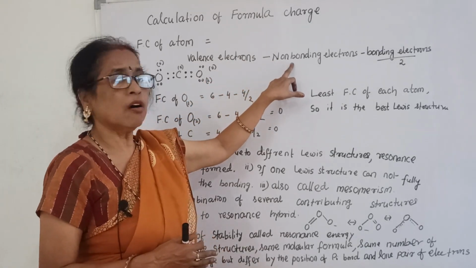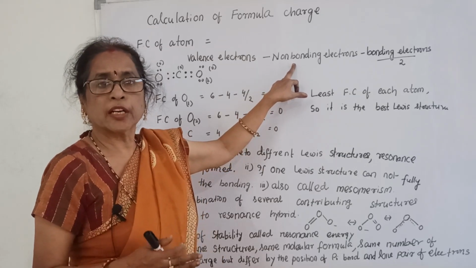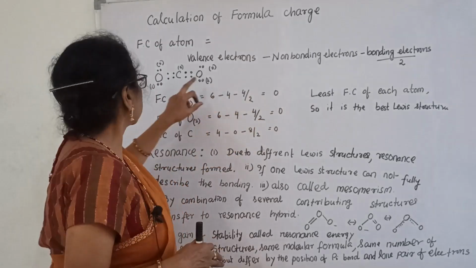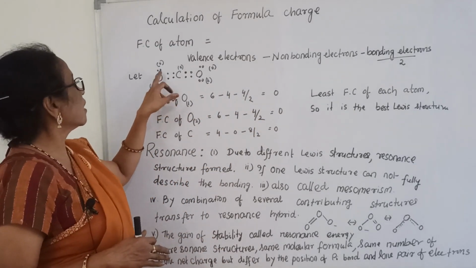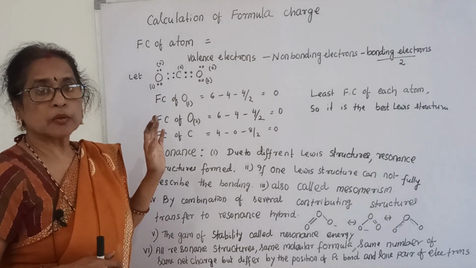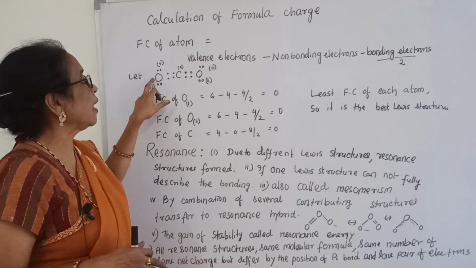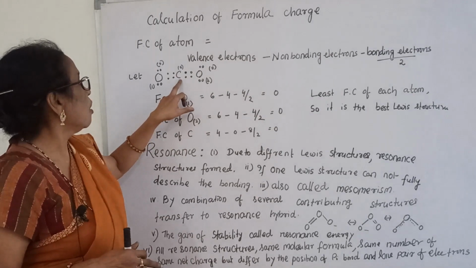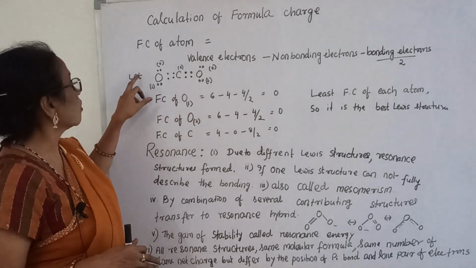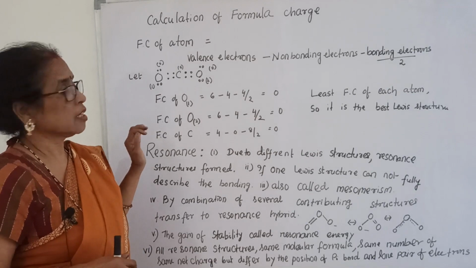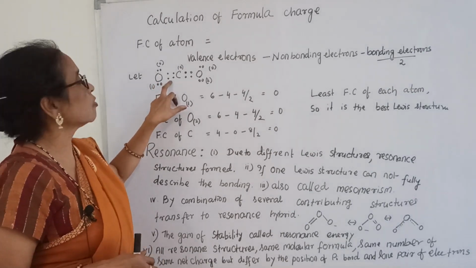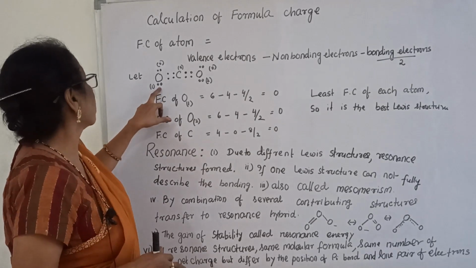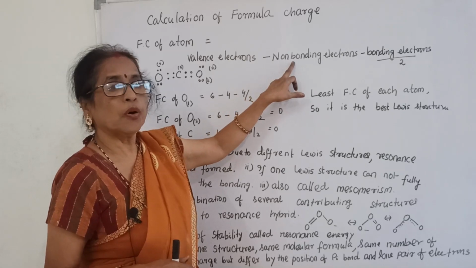Next is minus non-bonding electrons. Non-bonding electrons means the electrons which are not involved in bonding. Just like in carbon dioxide, here carbon, oxygen, let us see, you will calculate oxygen 1. What is the valence electron count of oxygen? That is 6. Here you will put 6. Now what are the non-bonding electrons of this oxygen? Here it is bonding electrons, and these two pairs, that is 4 electrons, are non-bonding electrons. That is why you will put 4 here.